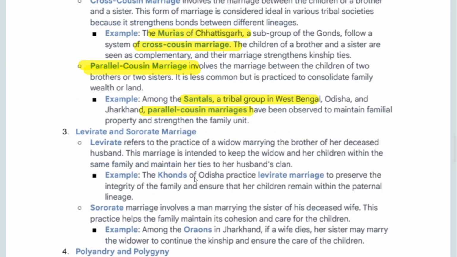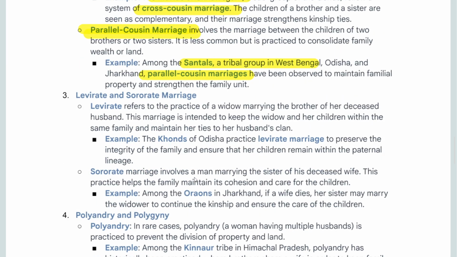These really do feel like calculated moves for the family or group's benefit. They often are, historically. And consider levirate and sororate. Levirate. A widow marries her dead husband's brother. Why? It keeps her and the children within his family, maintains the clan ties. The Kondhs of Odisha practice this to keep the family unit intact and ensure kids stay in the father's line.